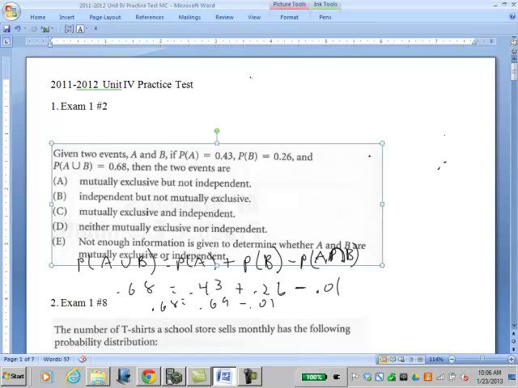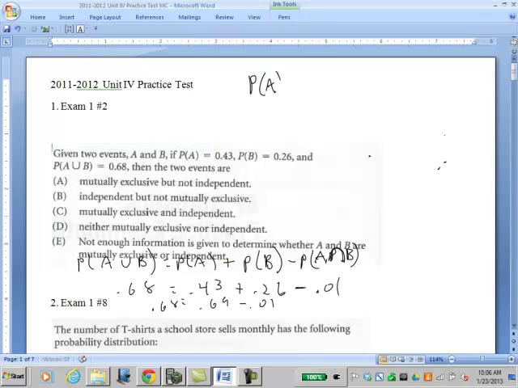Okay? A and B are independent if the probability of A equals the probability of A given B. And the probability of A given B equals the probability of A and B divided by the probability of B. Okay? Now the probability of A and B is 0.01. What's the probability of B?